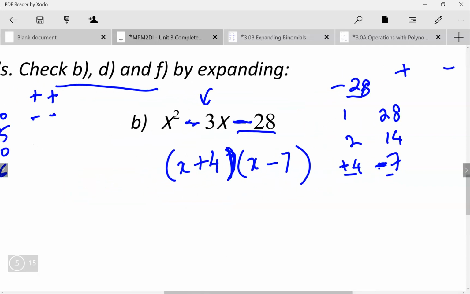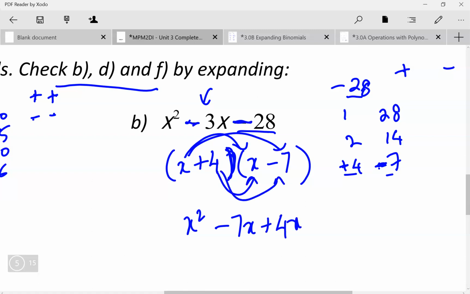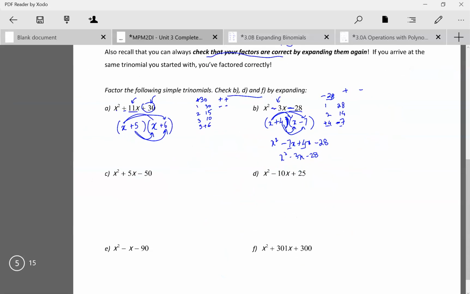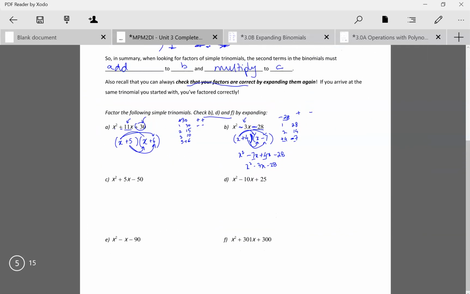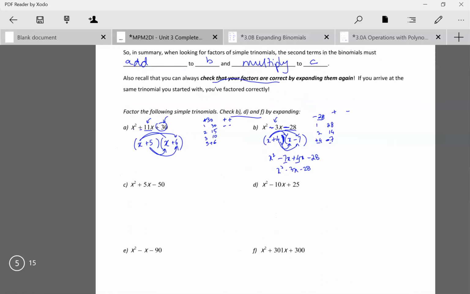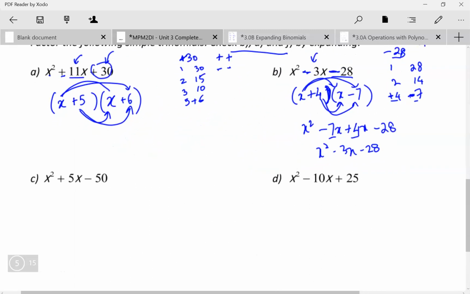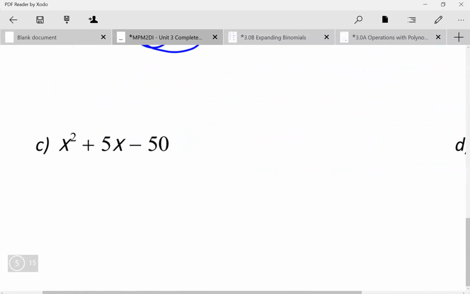Let's check this by expanding. X times x is x squared. X times negative 7, negative 7x. Positive 4x, negative 28. Combine like terms, x squared minus 3x minus 28. And I have verified that I have a correct answer. All right, let's pat ourselves on the back and let's continue forward. Again, the idea is we're going to get fairly good at these kinds of questions.